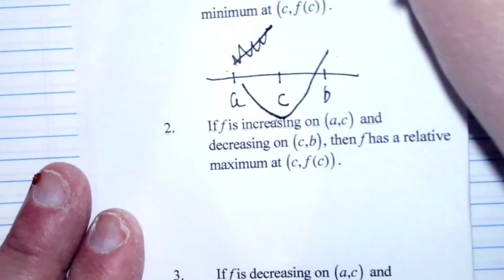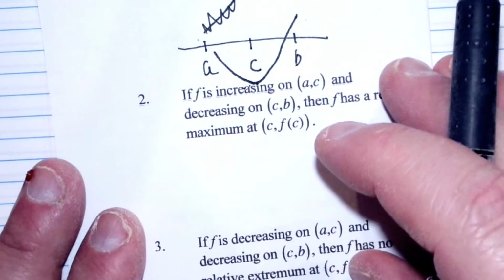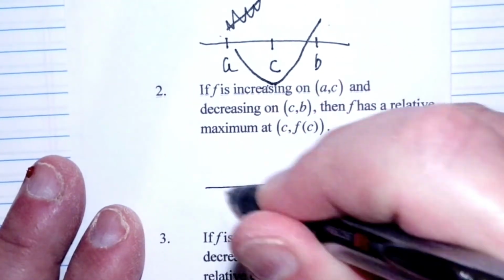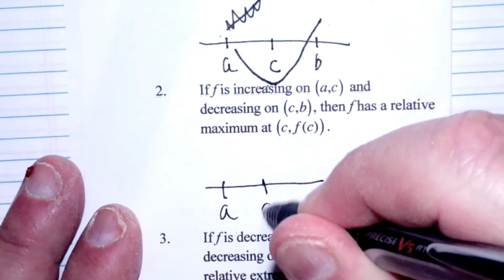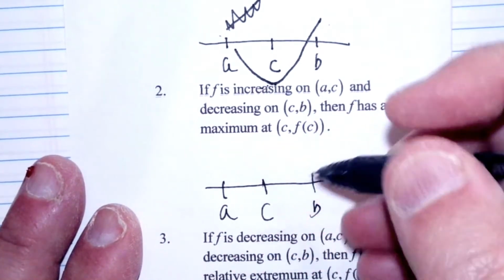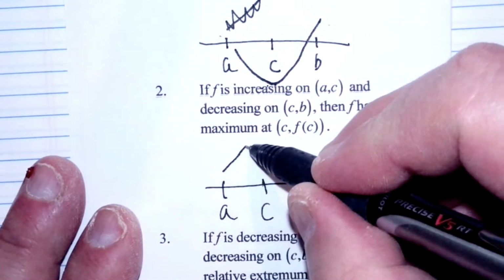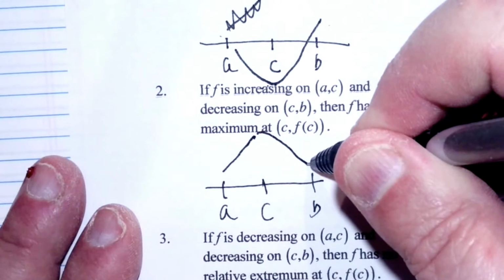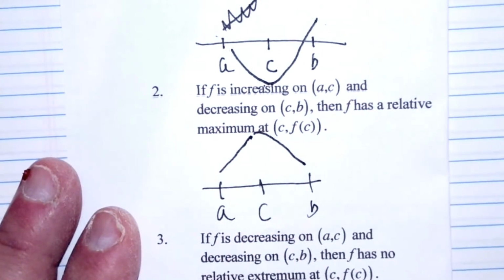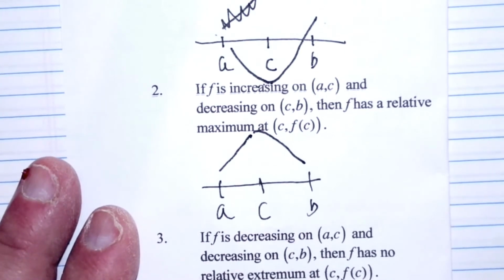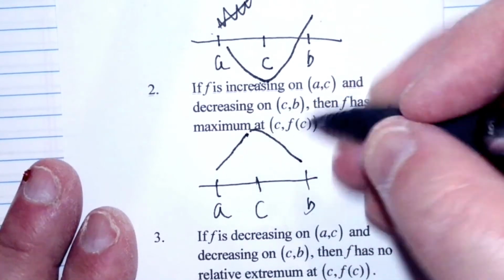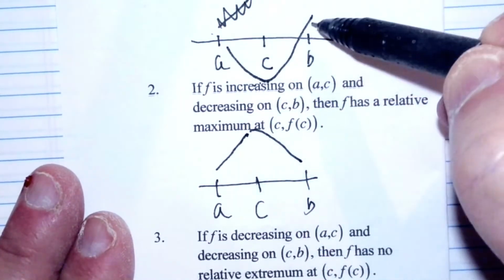Now, what I was trying to draw earlier is what goes on in situation number 2. If f is increasing on a to c, and decreasing on c to b, then f has a relative maximum at x equals c, y equals f of c. Remember, a relative maximum is like a hilltop, whereas a relative minimum is sort of a valley.